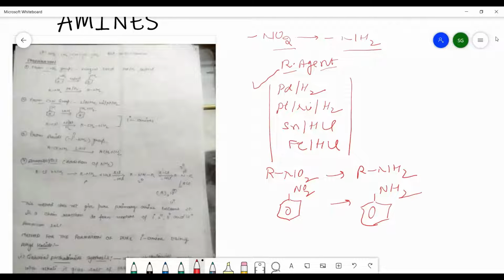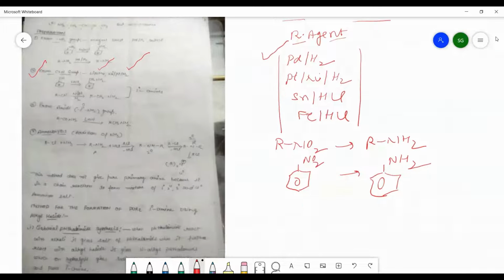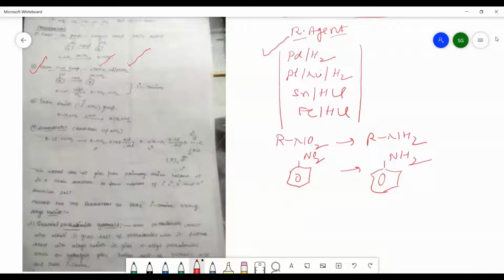Now another one: the cyanide group. The cyanide group is the nitrile group, and we can use lithium aluminum hydride, nickel or platinum with H2, or palladium with H2. The nitrile group, that is, the C triple bond N group, will be converted into CH2NH2, and we will get the primary amine by using this cyanide group.